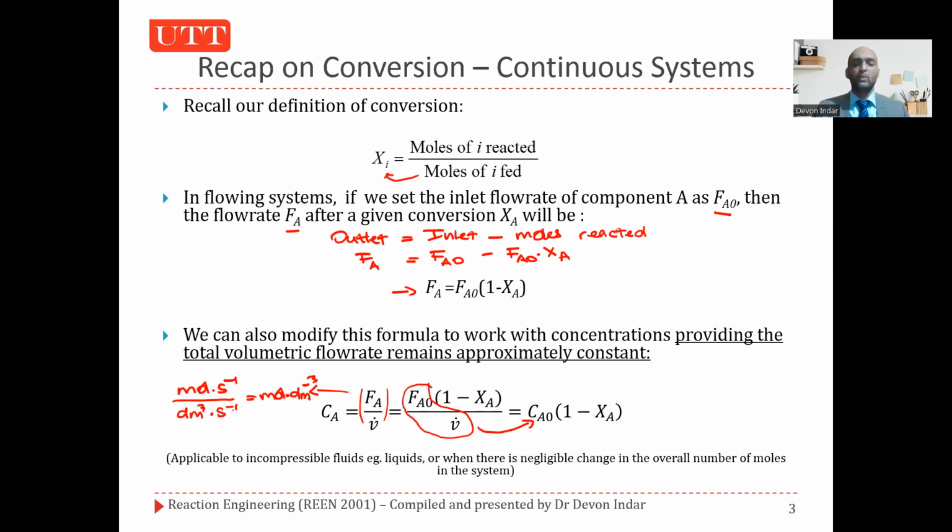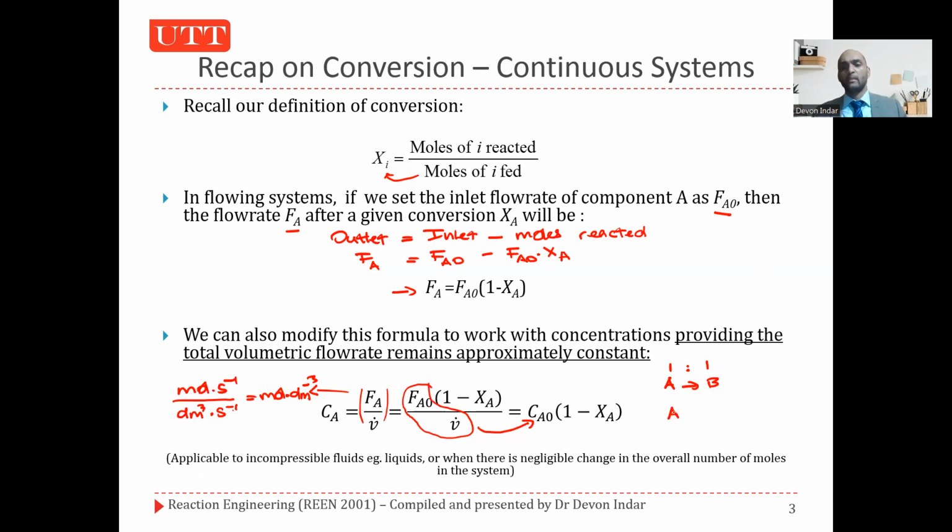Situations where we can assume the volumetric flow rate to be constant: if you're dealing with an incompressible fluid, for example a liquid, you might be able to get away with the assumption. Also, systems where you have a negligible change in the overall number of moles. For example, if you had a reaction A goes to B, these are in the stoichiometric ratio of 1 to 1. So for every mole of A that you consume, you form 1 mole of B. So overall, the net number of moles remains the same.